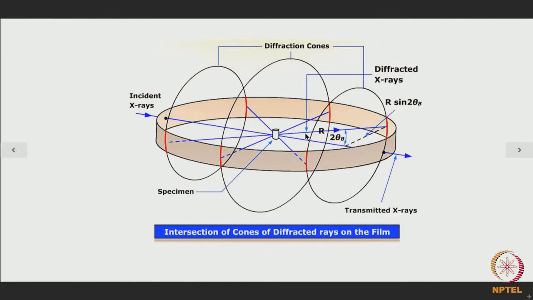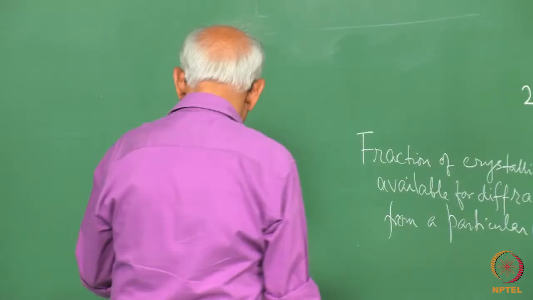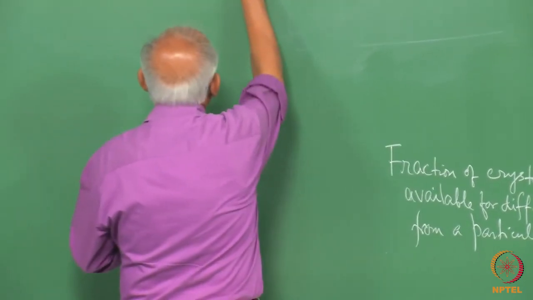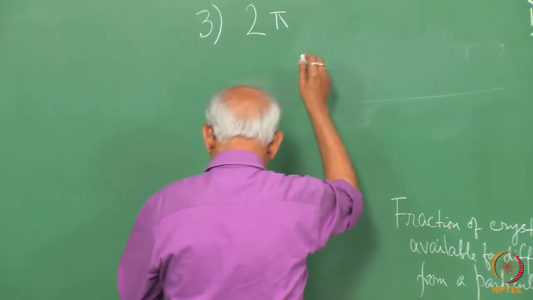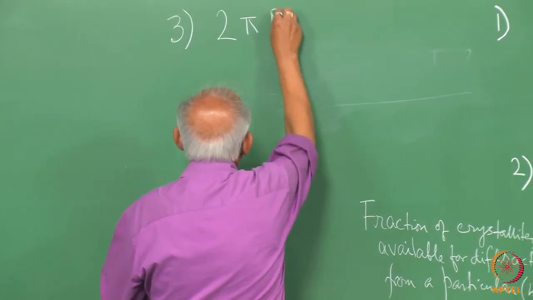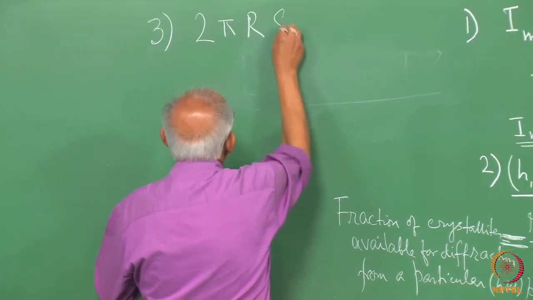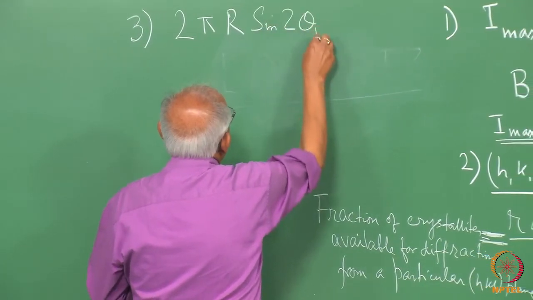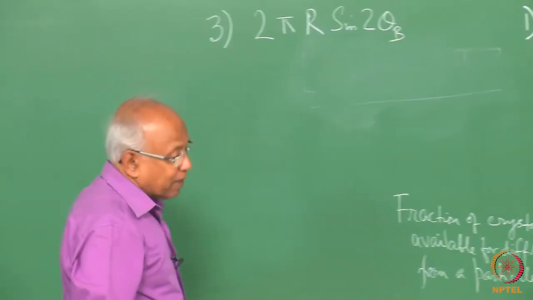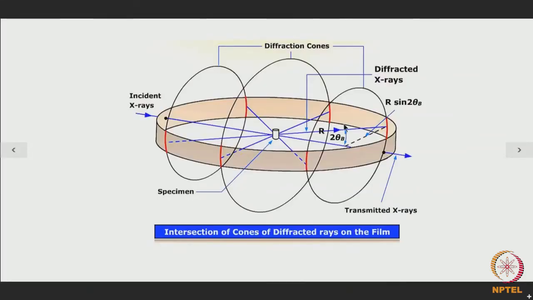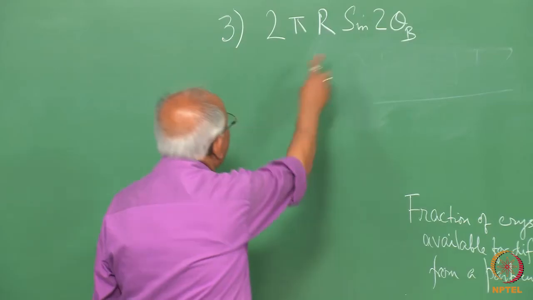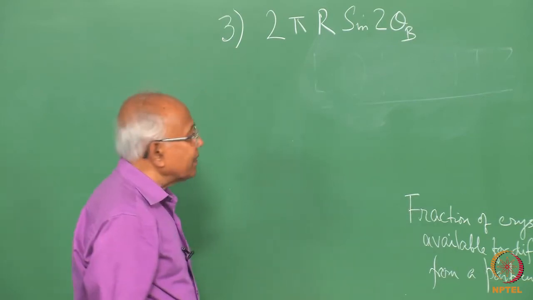Now, if you look at the size of the cone here, this angle is 2 theta b. Naturally, if r is the radius of the camera, then we can write down that the length of the base of the cone is 2 pi r sine 2 theta b. So, the length of the base of the cone in a particular case is equal to, this is r, this angle is 2 theta b, this length will be 2 pi r sine 2 theta b, where r is the radius of the camera.